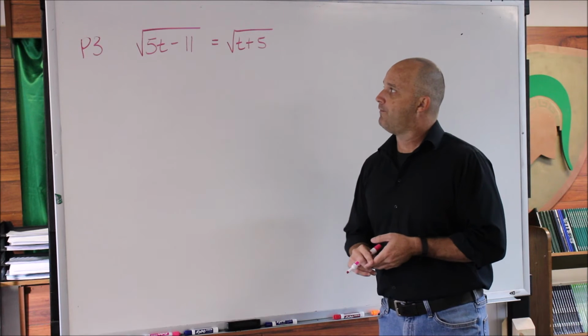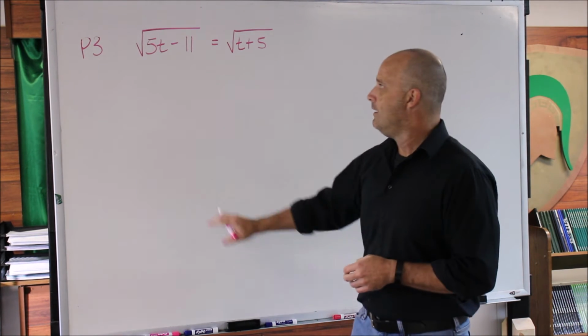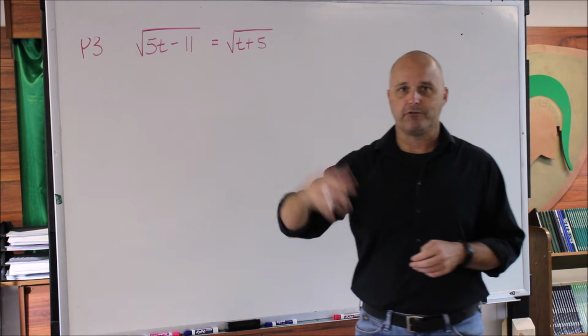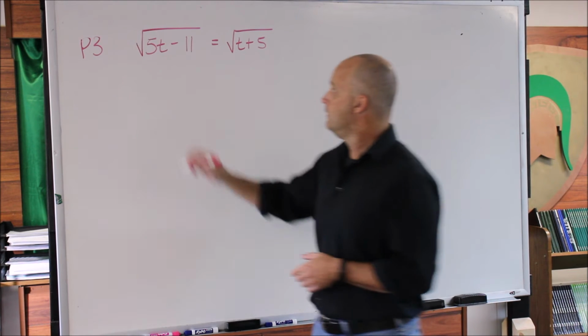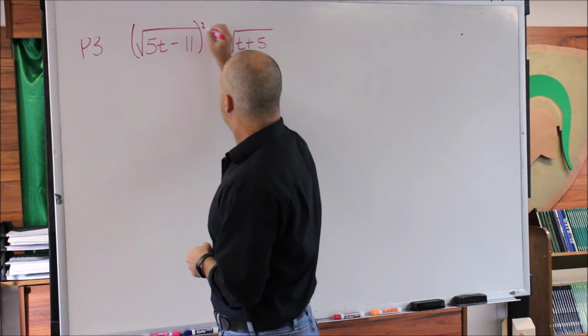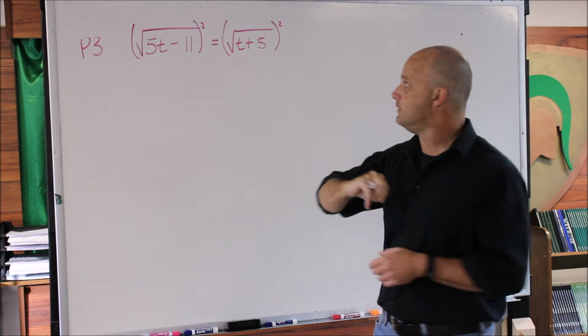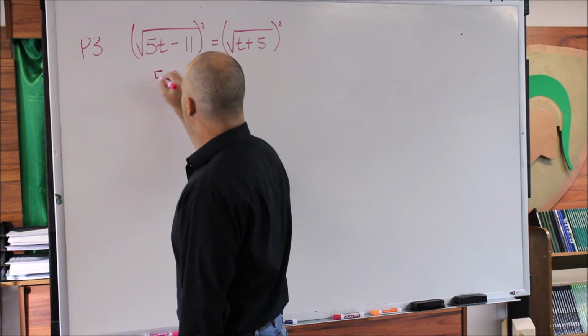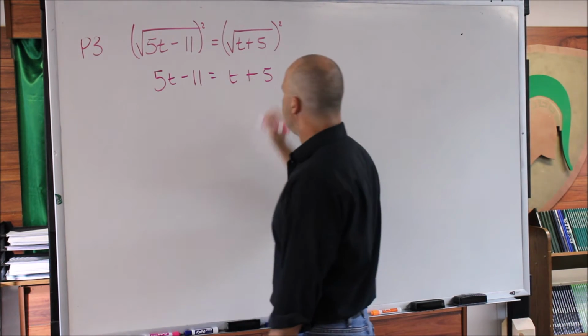So we've got the square root of 5t minus 11 equals the square root of t plus 5. We've got variables on both sides and we've got radicals on both sides. So at this point, just go ahead and square both sides. So we're going to square this side and this side because that square and that square root are going to cancel each other out. So now we're going to be left with 5t minus 11 equals t plus 5.